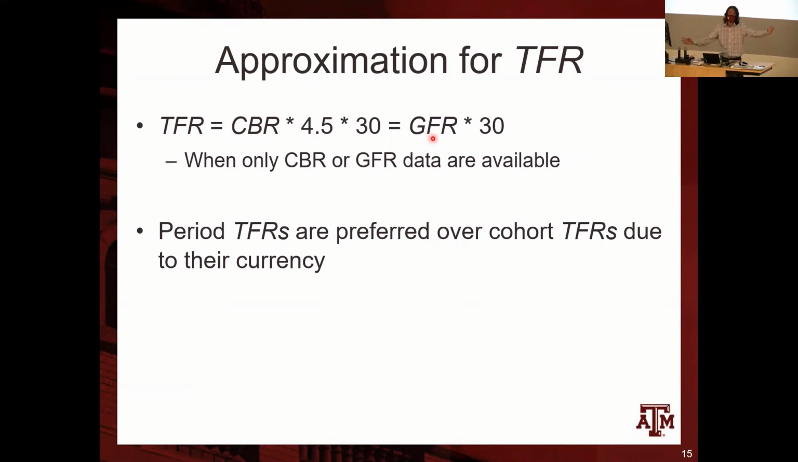And if I do have the general fertility rate, so I have the number of births in the population of women between 15 and 49, but I don't have it for each one of the age groups, I can just take the general fertility rate multiplied by 30 to get the total fertility rate.